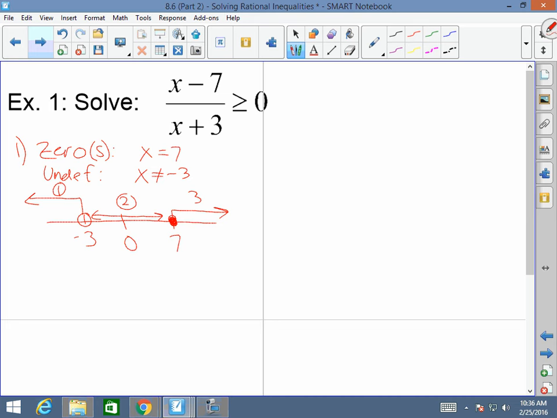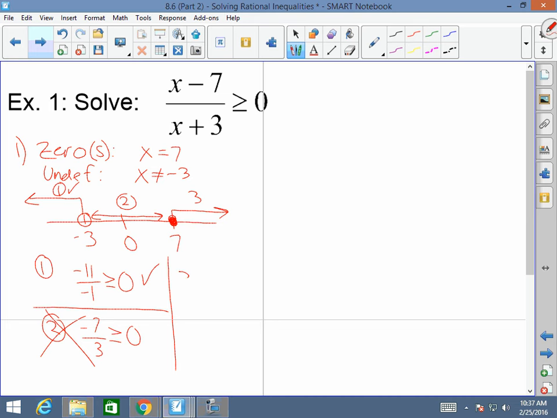What's a value less than negative 3? Okay, so let's test our first interval. Negative 4, that's going to be negative 11 over negative 1. What's a negative divided by a negative? So does this work? Yes, 11 is greater than 0, so yes, it works. Immediately, you know that interval 2 will not work, but I'll prove it. Interval 2, I'm going to choose 0 because that's the easiest one. Negative 7 over 3. Is that greater than or equal to 0, gentlemen? No. Interval 2 does not work.